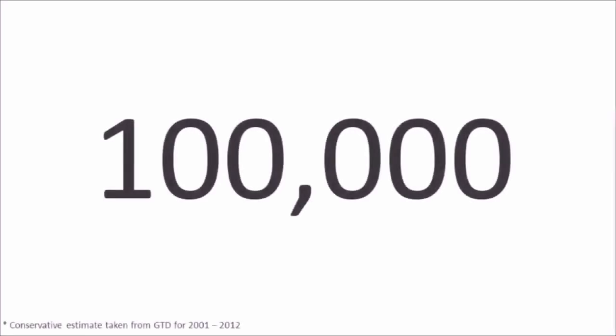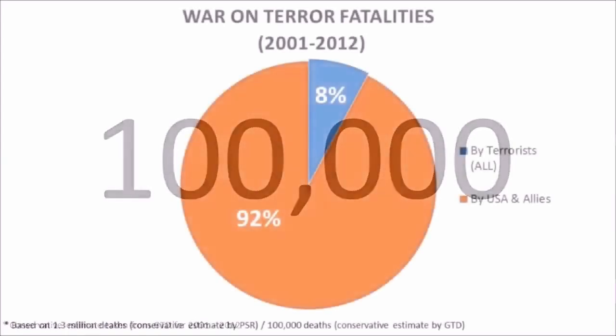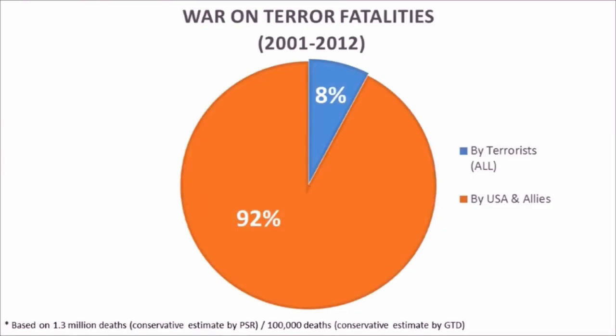If we only look at the period between 2001 and 2012, based on the GTD, the number of fatalities from terrorism comes out to around 100,000 people. And I'm including non-Muslim perpetrators from other regions around the world. Now, to be fair, we will take this number and deduct it from the total number of fatalities estimated by the PSR report, assuming these to be part of the indirect casualties of the War on Terror. Even with all that considered, this means that the United States and its allies have been responsible for up to 92% of all fatalities over a period of 10 years.